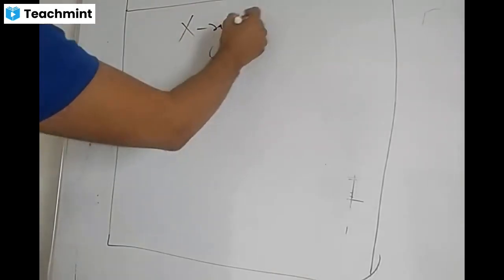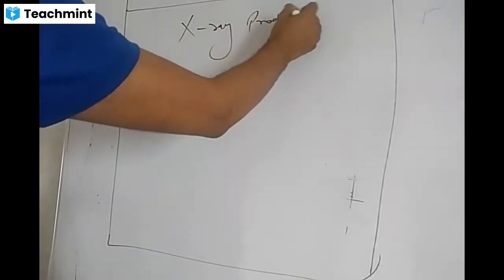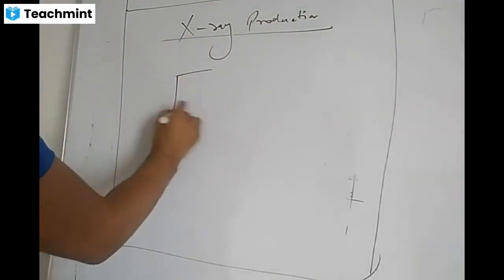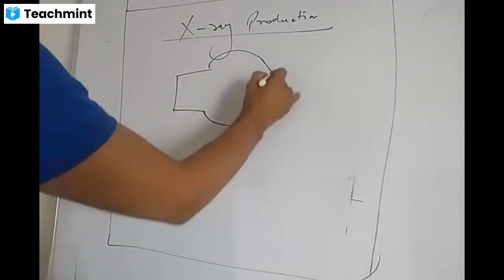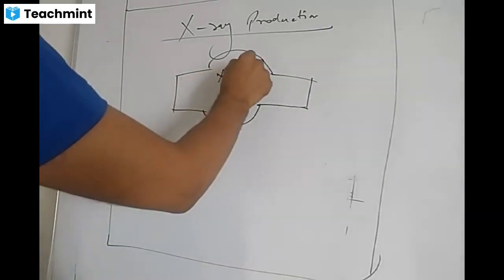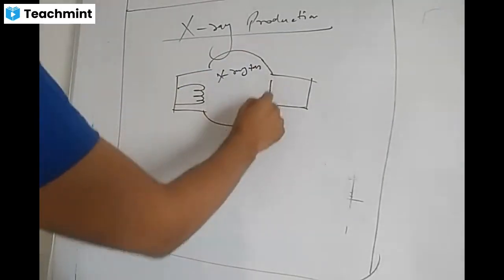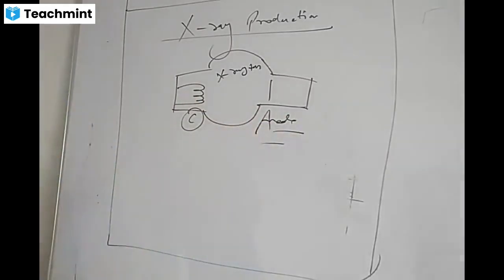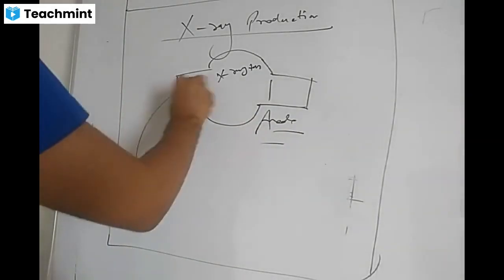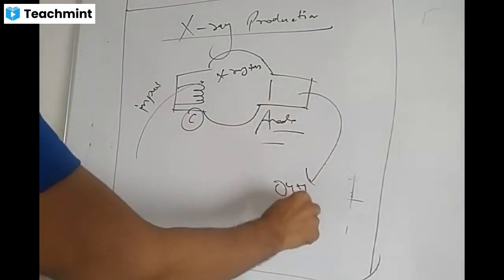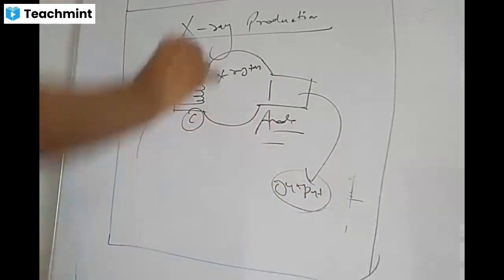So today's topic is X-ray production. This is your X-ray tube. This is the X-ray tube having cathode and anode, two parts. So in case of X-ray production, some input is given and we take the output. And this output is from the X-ray tube itself.